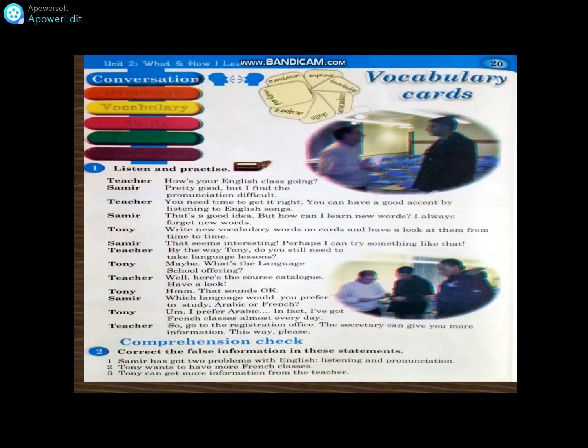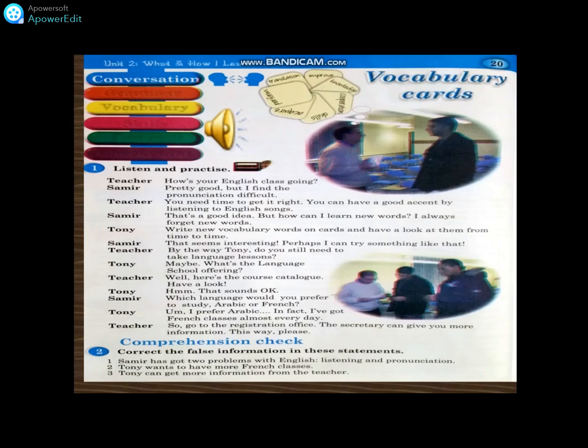Conversation. Vocabulary cards. Listen and practice. Unit 2. Vocabulary cards. Listen and practice.